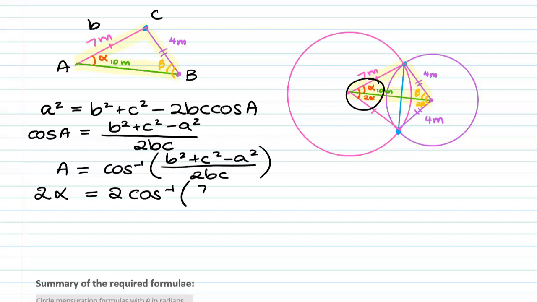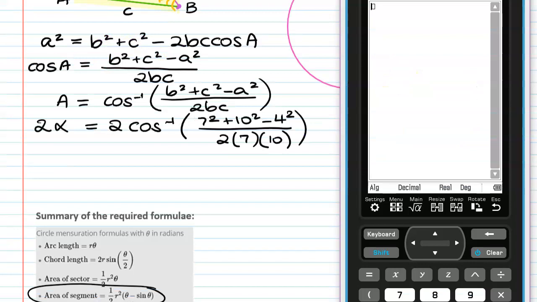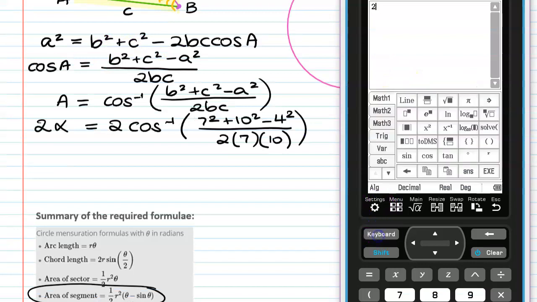Side B is 7, so 7 squared. Side C is this one, which was 10 squared. And side A minus 4 squared on 2 times 7 times 10. Okay, let's go ahead and put this into our calculator. I like to use the fraction template. Shortcut to find that was Shift Divide. And we're just going to type in the values carefully here.